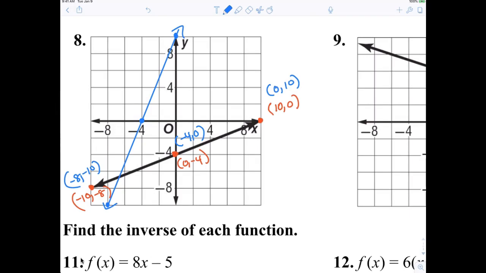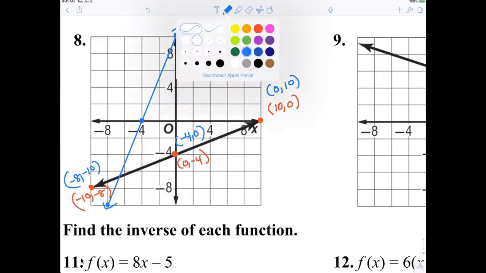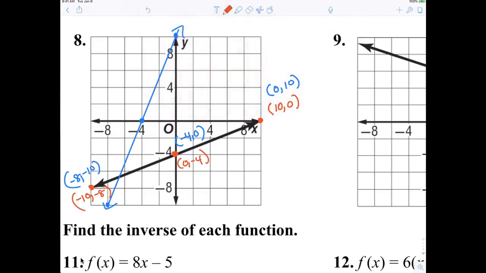Now, the other thing I want you to do, which I'm probably not going to mention on the test tomorrow, is graph y equals x. Graphing y equals x is just the line that goes right through the origin. The reason I'm asking you to do that is because hopefully you can see that it is the line of symmetry. So every inverse function is symmetric about the line y equals x. Everybody okay with that?